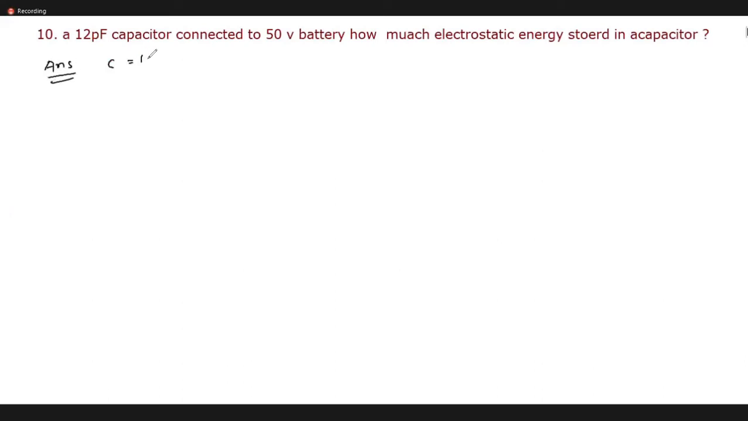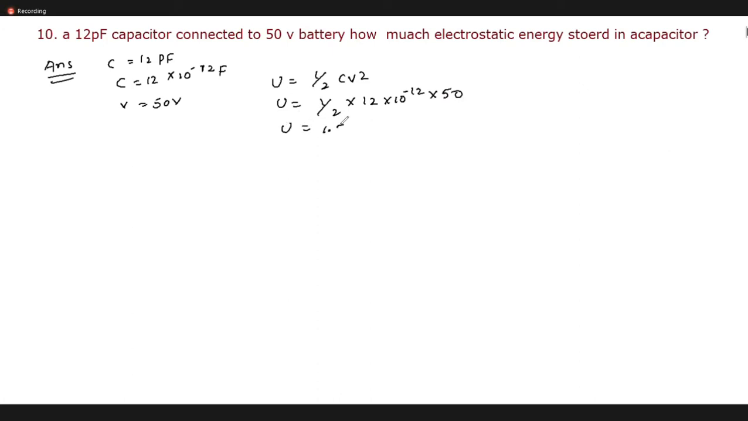So see, here is 12 pF. Let me write it as picofarad. Pico means how much? 10 to the power of minus 12 farad. Then V is 50 volt. Then U is equal to half CV squared, half into 12 into 10 to the power of minus 12 into 50 squared. U is equal to 1.5 into 10 to the power of minus 8 joules.